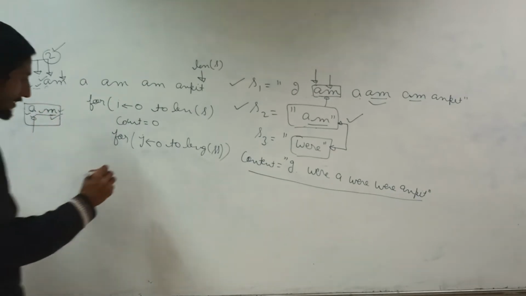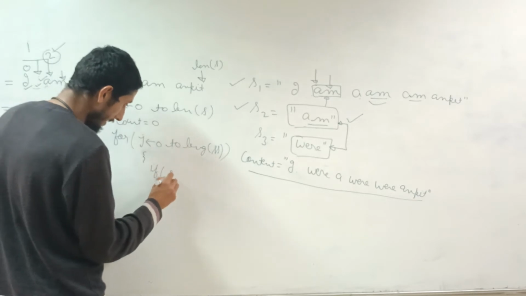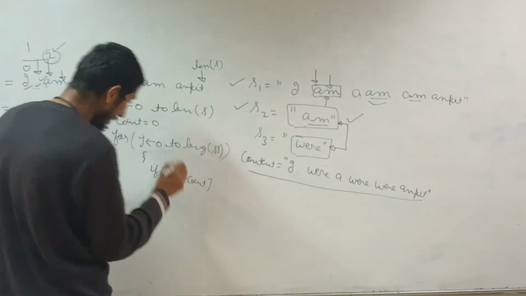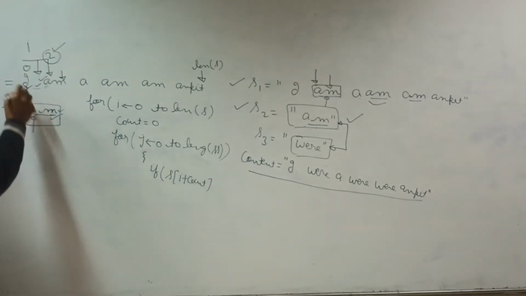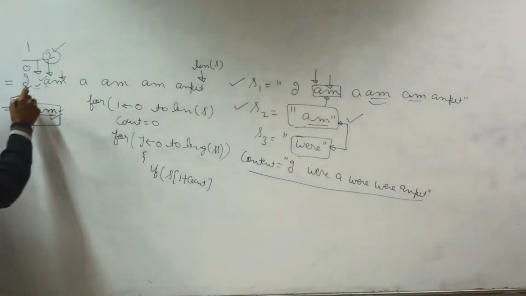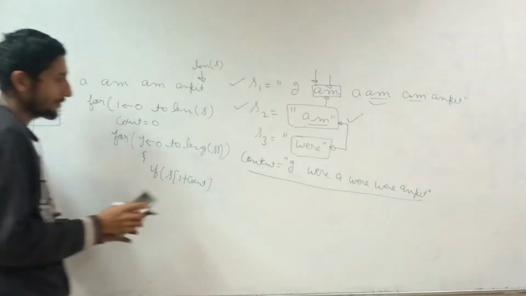Then I will check if s of i plus count. So what is the meaning of this one is, the current value of i is, let's say, 0 and the value of count is 0. It means you are going to match the first character. Are you following this one? You are going to match the first character.